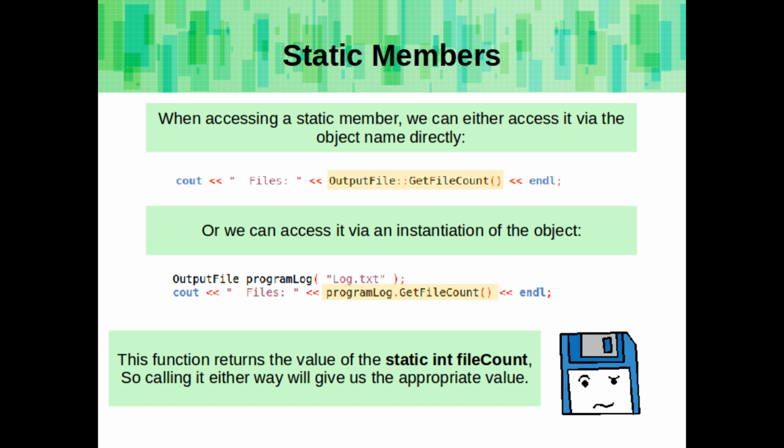When accessing a static member, we can either access it directly via the object name, so we have output file, then 2 colons, the scope resolution operator, and then the function name. Or we can access it via an instantiation of the object. So we've created a program log variable, and we can access it with program log.getFileCount. This function returns the value of the static int file count variable, so calling it either way will give us the appropriate value.